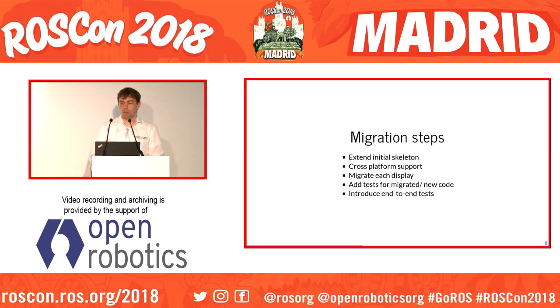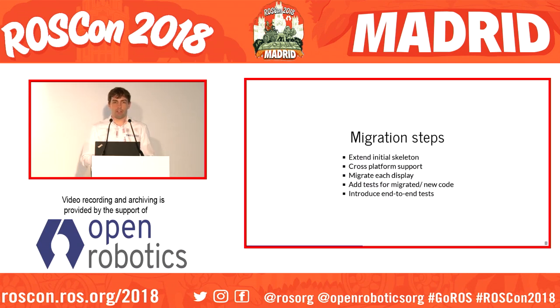The steps we needed to do were, first, extend the initial skeleton to the full-blown application that RViz is, now also for ROS2. Then obtain and maintain the platform support, and then we needed to migrate the core functionality. We did this display by display once we had the basic stuff working. We took every display, made it compile in the ROS2 environment, and then integrated it into the ROS2 version of RViz.